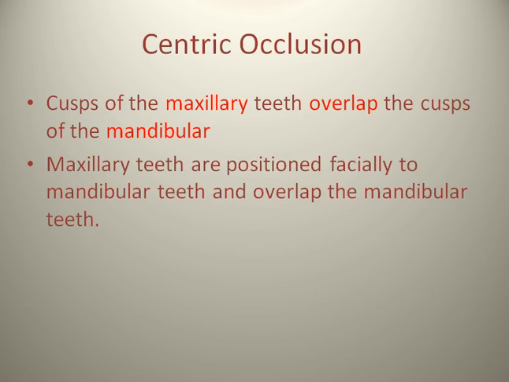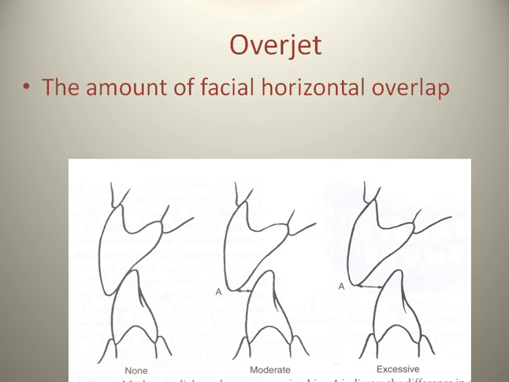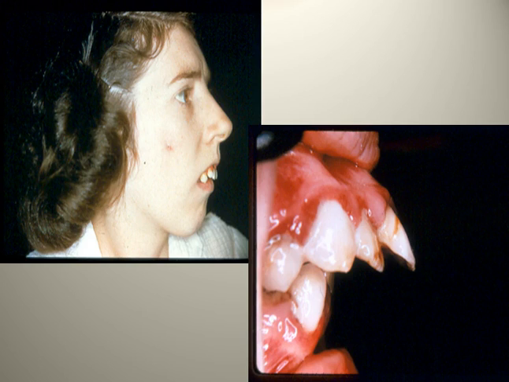In centric occlusion, the cusps of the maxillary teeth overlap the cusps of the mandibular teeth. Maxillary teeth are positioned facially to mandibular teeth and overlap the mandibular teeth. Overjet is a term used to describe the amount of facial horizontal overlap. There is none, moderate, and excessive. In this picture, you can see an excessive overjet.